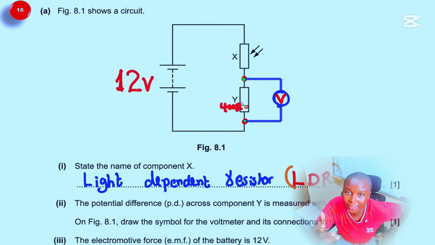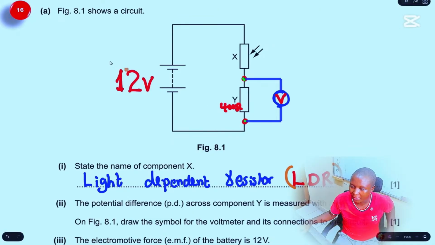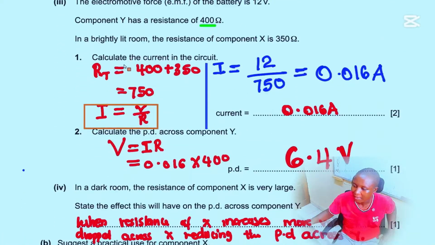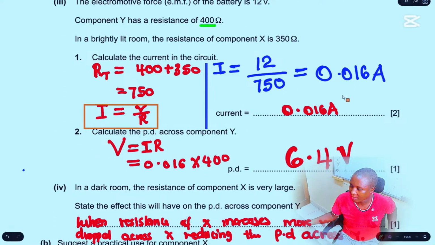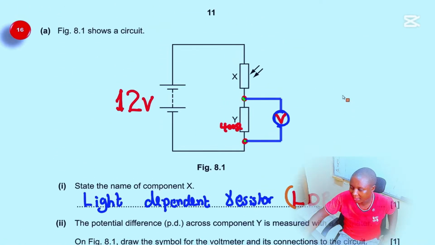The total resistance in this case is going to translate to 750. Now, since we also have the voltage, the EMF that was applied as 12, we can work out the total current in the circuit, and that is going to be 0.016. So that is the total current in this particular circuit that we have here.